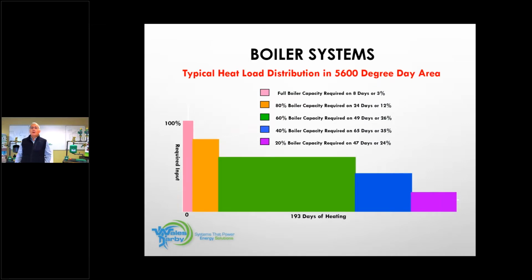Okay. So we talked about this earlier, or I alluded to it, how often we're going to be at our design temperature. And you can see here on this chart, 80% capacity will only be required 12% of the time. 60% capacity will be required 26% of the time. All right, we'll be at 40% for 35% or 65 days out of the heating season. So less than 2 or 3%, we're going to be at maximum capacity.